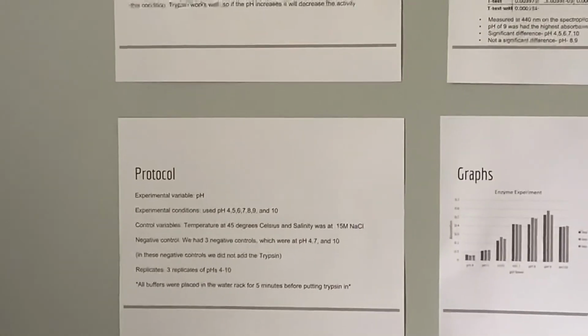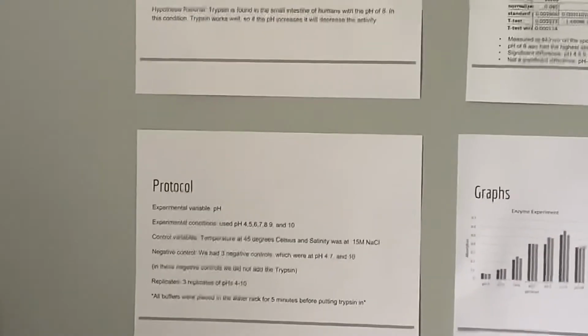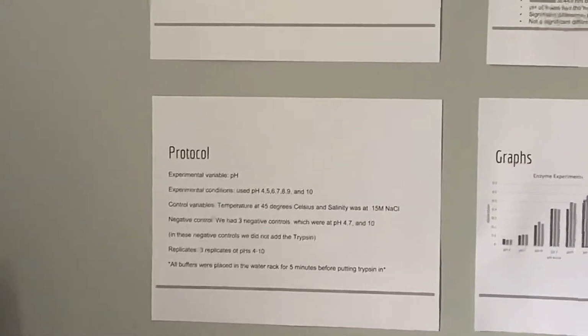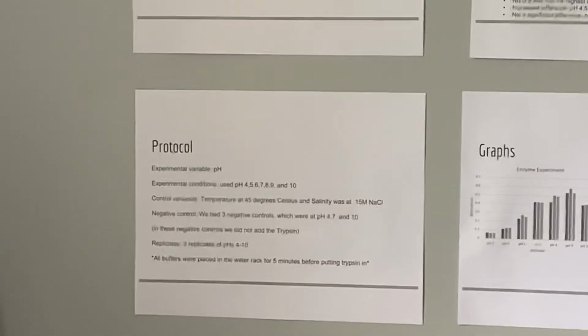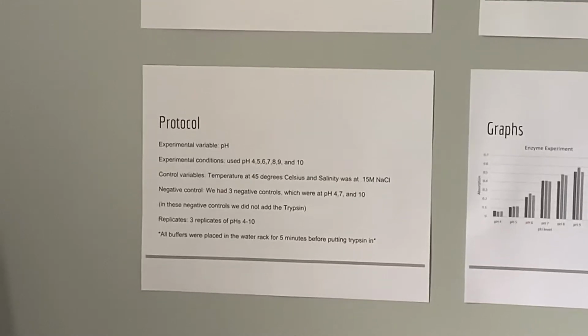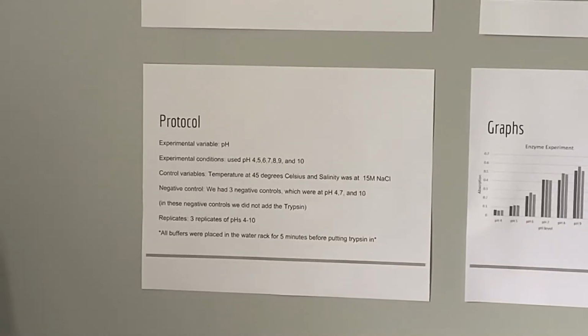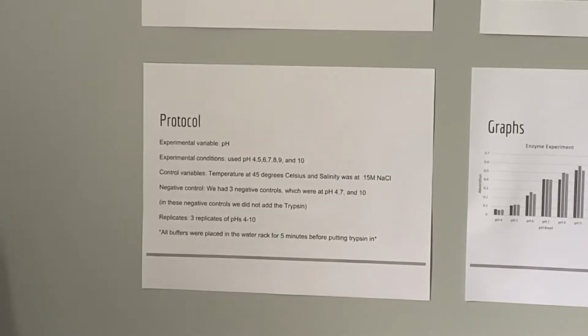Our experimental variable is pH. Our experimental conditions are a pH of 4, 5, 6, 7, 8, 9, and 10. Our control variables were temperature at 45 degrees Celsius, which was between that 37 degrees Celsius and 50 degrees Celsius that trypsin is found to be the most active in. And then the salinity that we had was 0.15 molar.